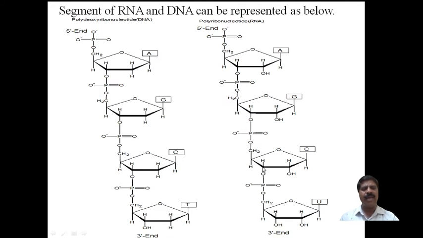Here guanine and cytosine, and uracil remains here, because the components of RNA are adenine, guanine, cytosine and uracil, whereas the components of DNA are adenine, guanine, cytosine and thymine. These are the two segments, that is RNA and DNA.